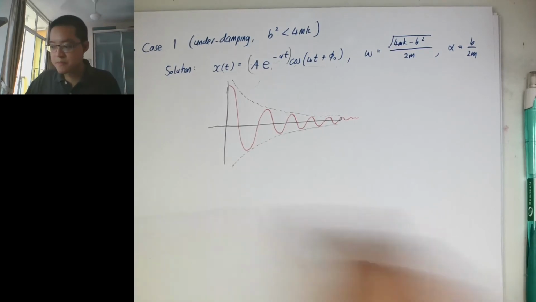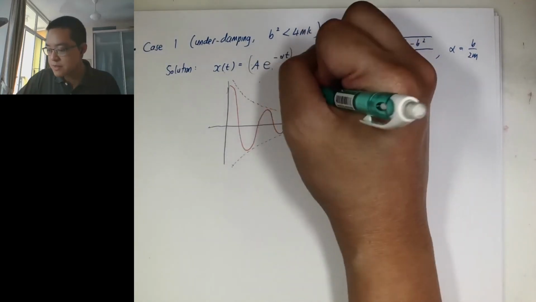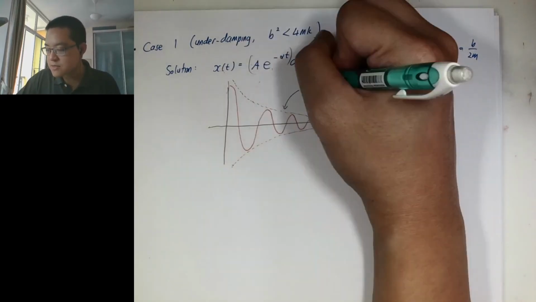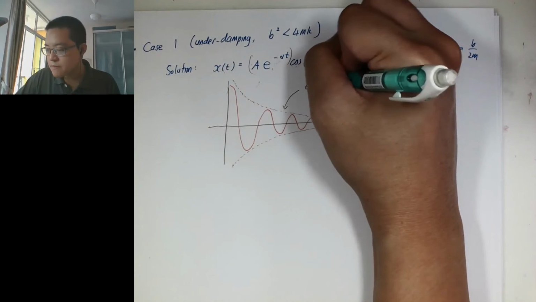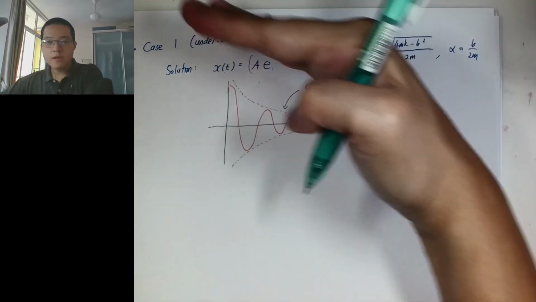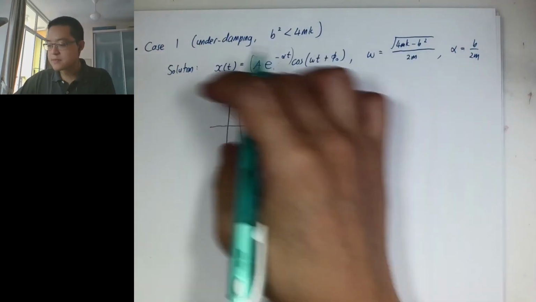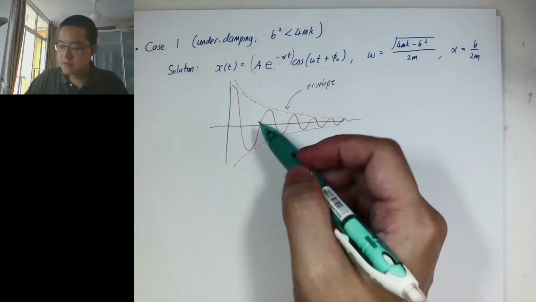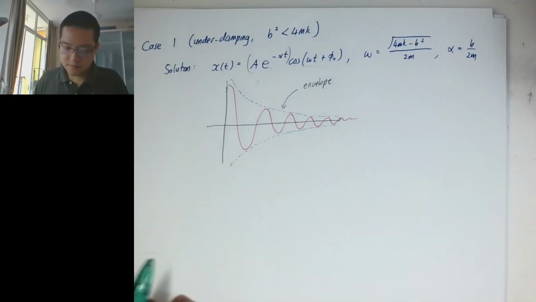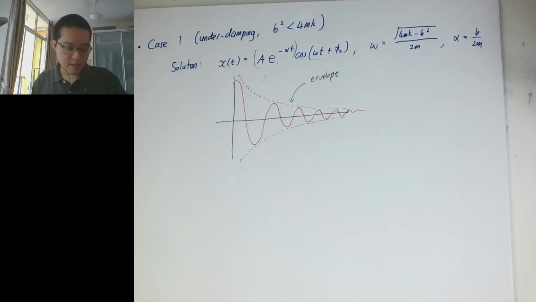Follow so far? Okay, so sometimes this graph is called the envelope, because it is containing the rest of the graph inside here. So this is my under damping case.